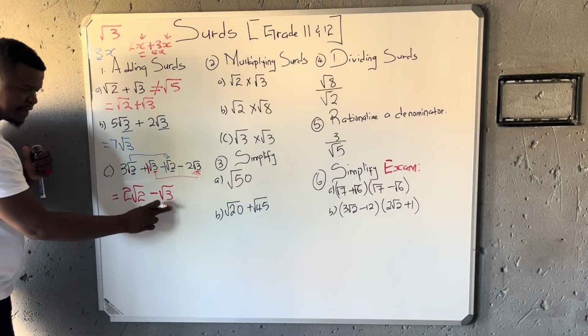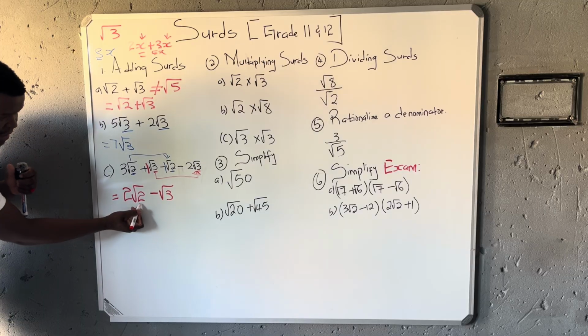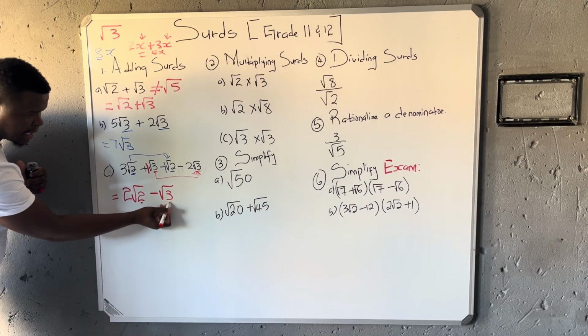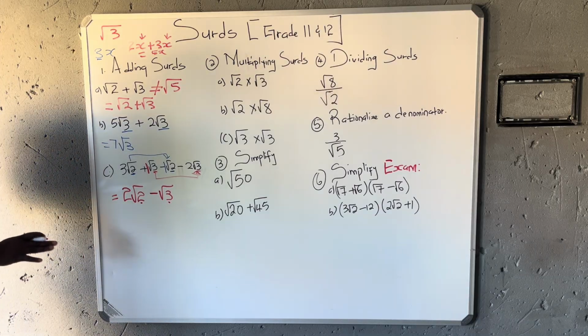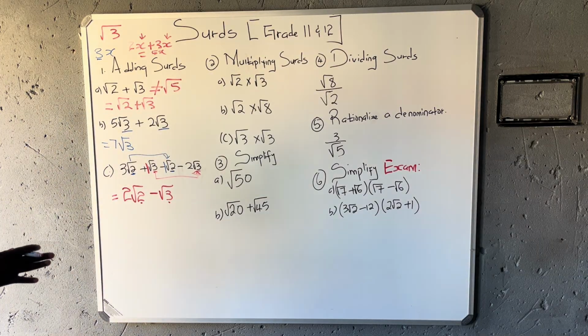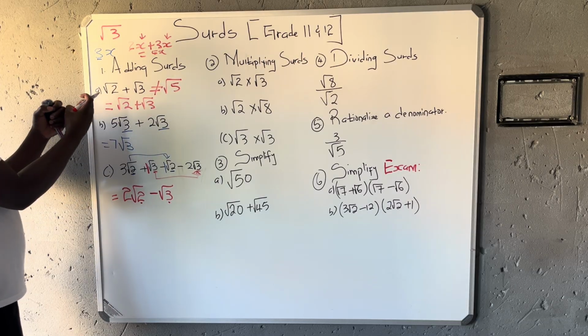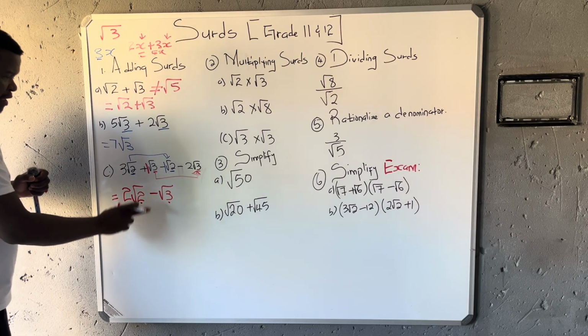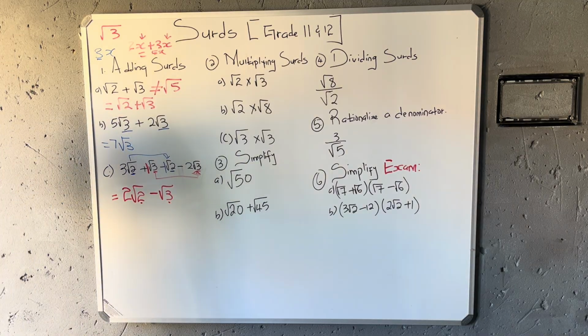You cannot take this further and say 2 minus 1, then you're saying it is 1, considering the fact that 3 and 2 are not the same. So it's like water and oil. We cannot mix them together. We cannot simplify any further, just like the first one here. We left it as it is. We cannot add them together. Here we cannot even subtract. It remains as 2 square root of 2 minus square root of 3.